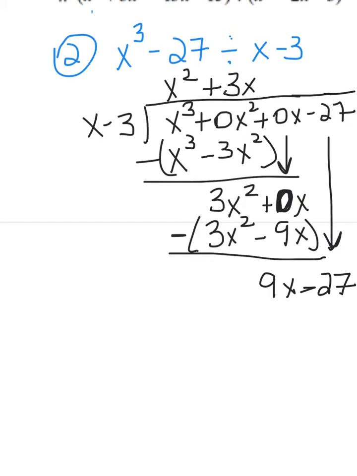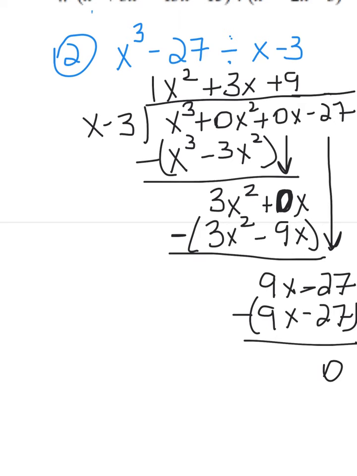So x goes into 9x. That's going to happen 9 times. 9 times x is 9x. And 9 times a negative 3 is a negative 27. And then we subtract. And so 9 minus 9 is 0. And negative 27 plus 27, see how this is a plus? Negative 27 plus 27 is 0. So we have a remainder of 0 again. So far we haven't had any remainders. So probably in class we're going to have to do one of those so that you can see what a remainder looks like. Let's move on to synthetic division.